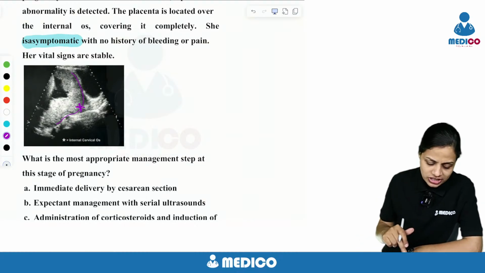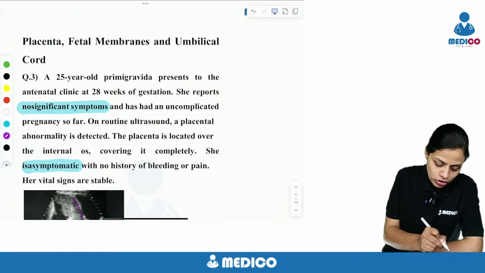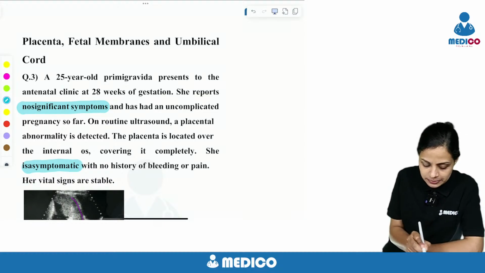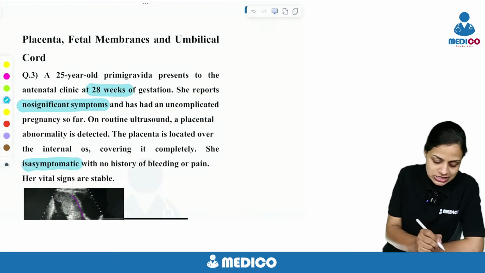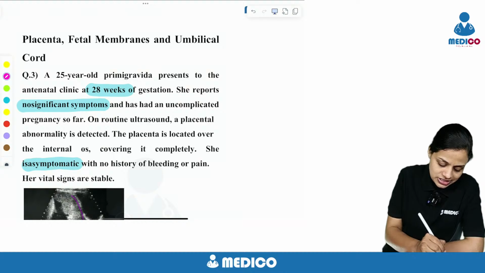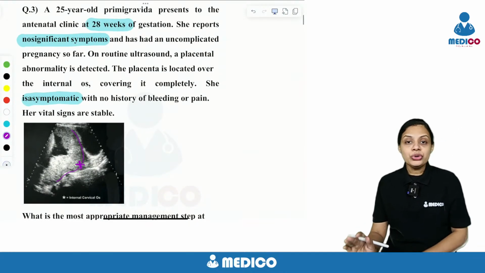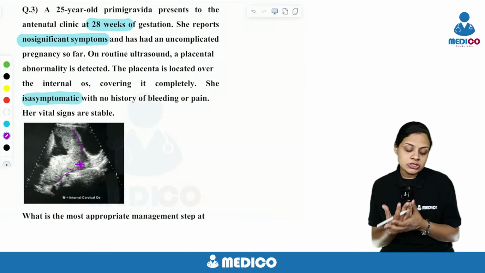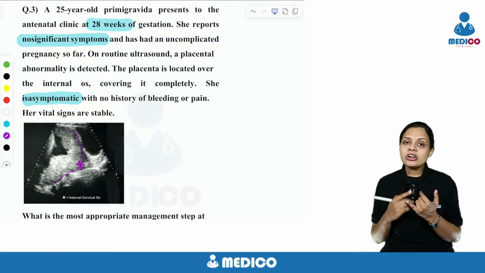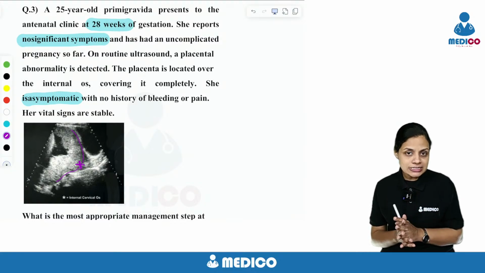Okay, so what is her period of gestation? We all know that the management of placenta previa depends on the period of gestation also. So she is at 28 weeks of gestation. What do you do here? What are the symptoms? You have said that she's asymptomatic. What are the symptoms you expect in a case of placenta previa?